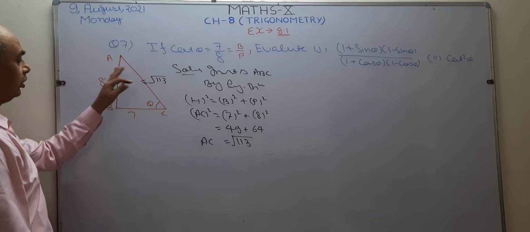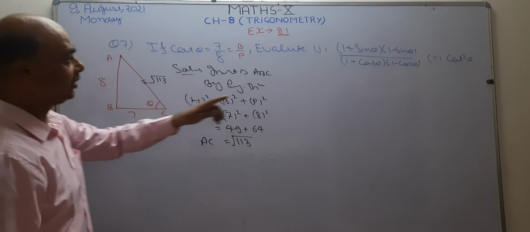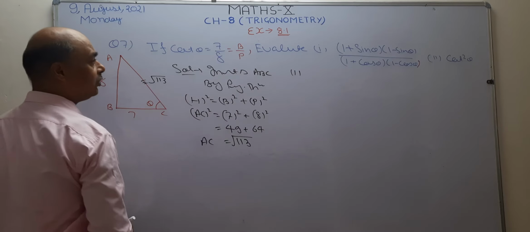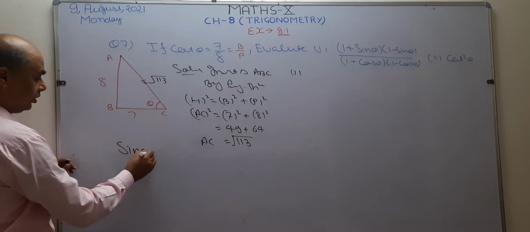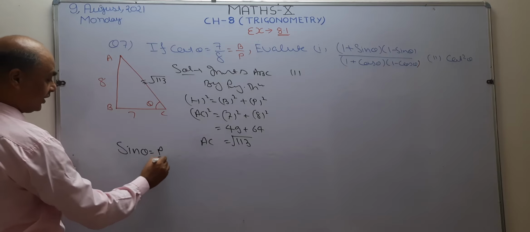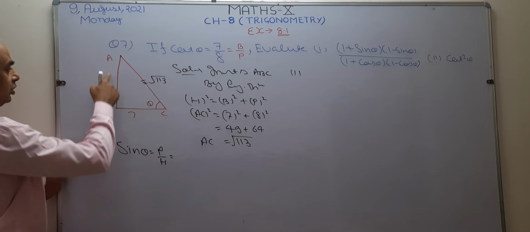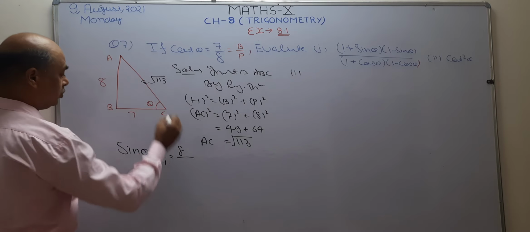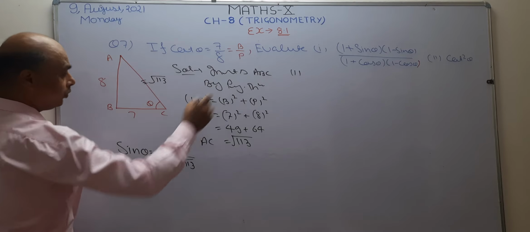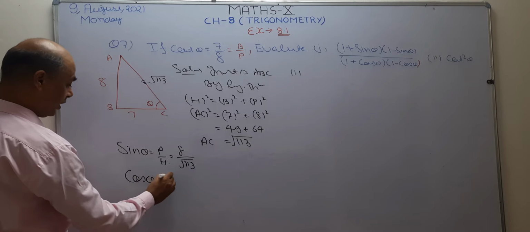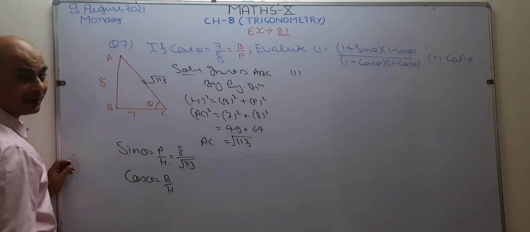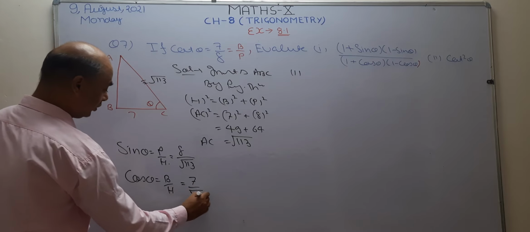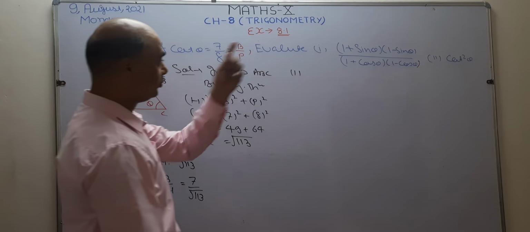After finding all three sides, I want to check what is required. In the first part, I want to check the value of sin theta and cos theta. So I find the value of sin theta. To find the value of sin theta, the formula is P by H. Now this is the base and this is the perpendicular, so the perpendicular is required. The perpendicular is 8 and the hypotenuse is root 113. Now cos theta is required. To find the value of cos theta, the formula is B by H. What is the base? 7. What is the hypotenuse? Root 113. Now I want to solve its first part.